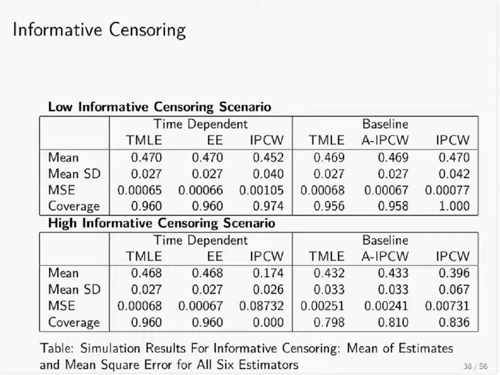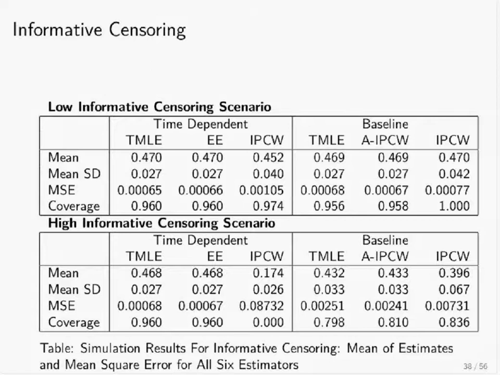And so you can look at, for example, here is a simulation with time-dependent covariates. Here we have estimators: targeted maximum likelihood, estimating equation, which is also efficient methodology, and inverse probability of censoring weighting. Both TMLE and the estimating equation are semiparametric, double robust, efficient. They are doing well. They get good coverage. They're also relatively unbiased. Their mean squared error is about the same.